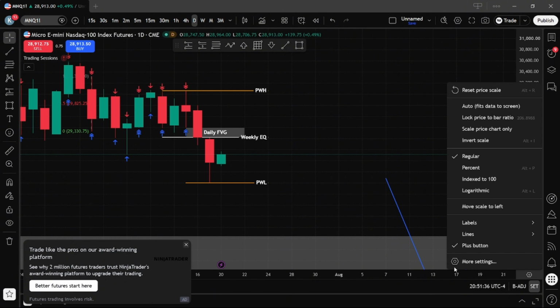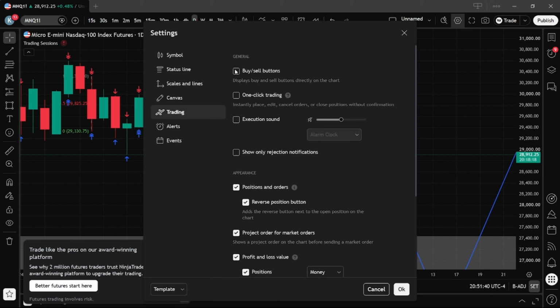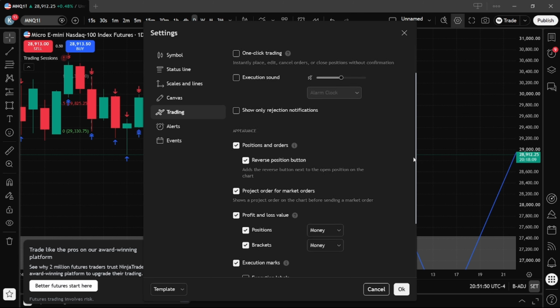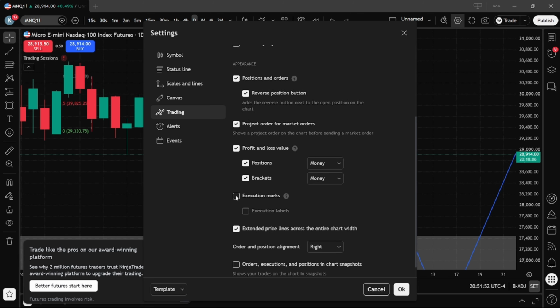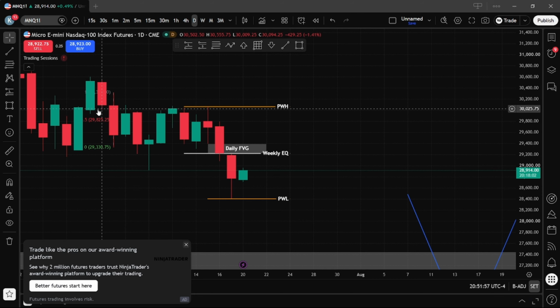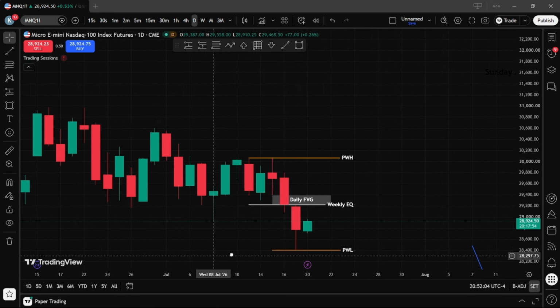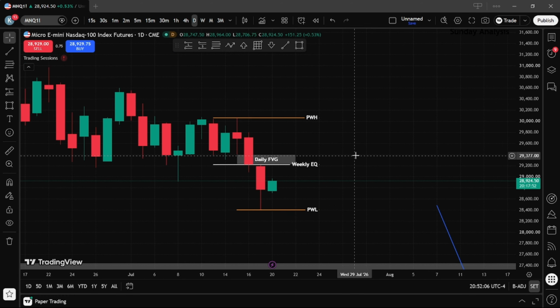I want to take those off. Let's go here. More settings. No, we need those. Where is it? Execution marks. There you go. I don't need all that distraction. We don't even need this. Okay, so boom. This is what we're looking at. Nice clean chart. Nothing crazy with a bunch of writing. No special anything whatsoever.